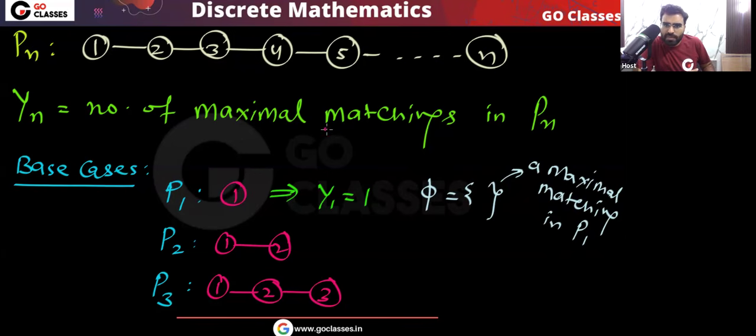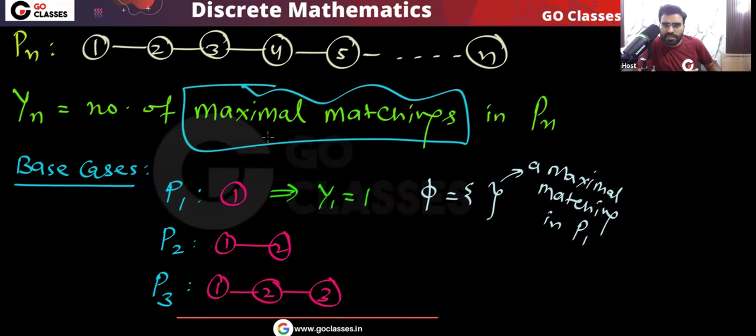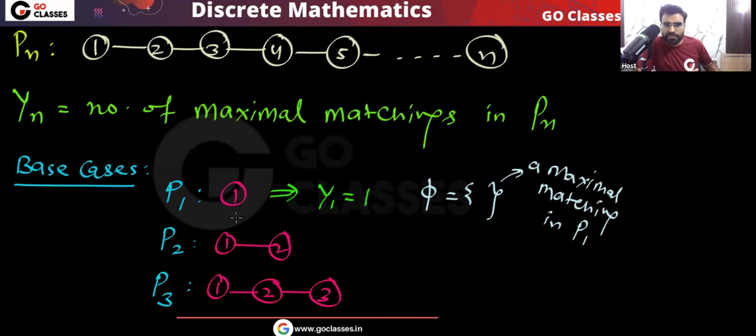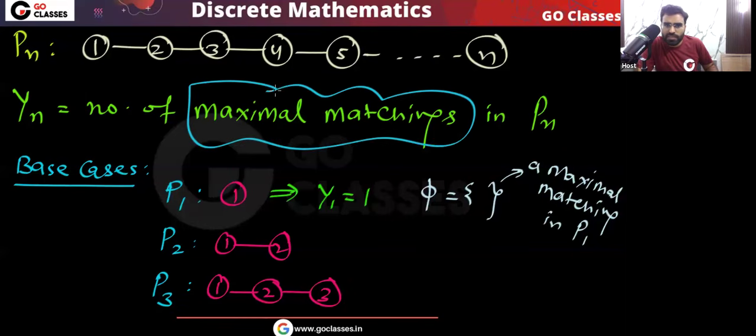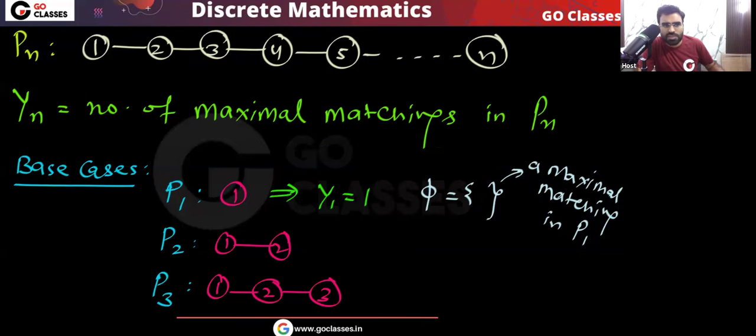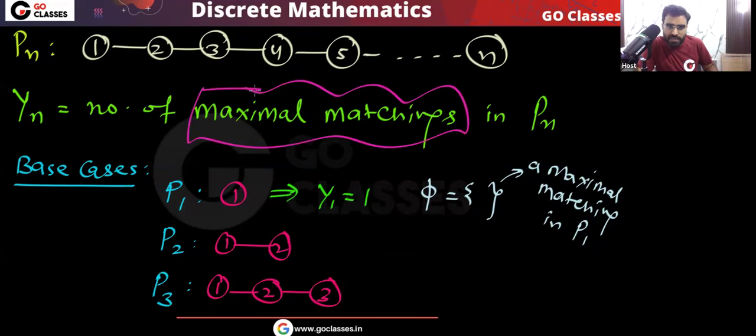Because what is matching? Remember, matching is a set of edges which are pairwise non-adjacent. And what is maximal matching? Maximal matching is a matching which cannot be extended further. Or I can say that a maximal matching is a matching which is not a proper subset of another matching. Very simple. Or a matching that we cannot make bigger by adding something to it.